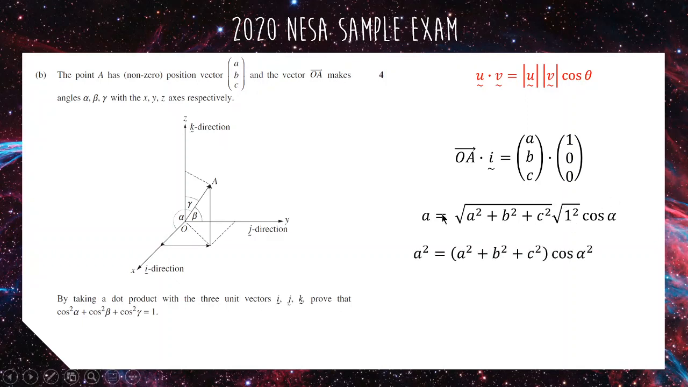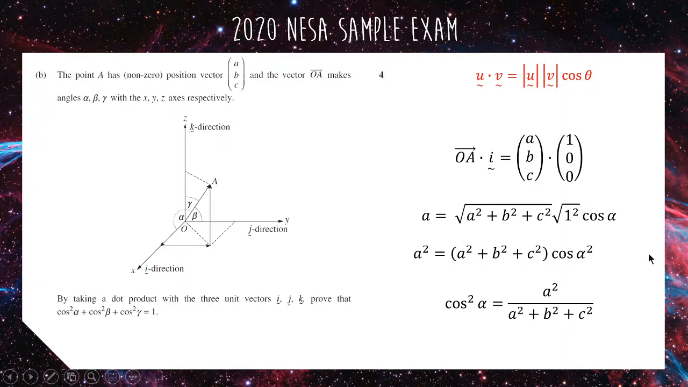And now we can square both sides to get rid of this square root term here. So if we square both sides, we get a squared plus b squared plus c squared times cos squared alpha, pardon me, I'll fix it later. On the left-hand side we get a squared, so we can just divide this term underneath, and then we get cos squared alpha equals a squared divided by a squared plus b squared plus c squared.